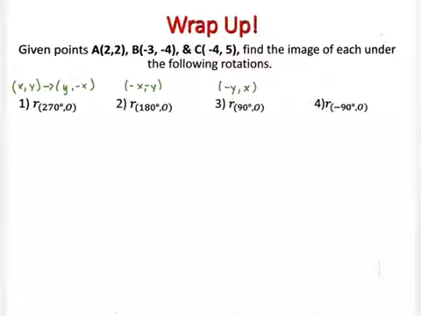And then a negative 90 rotation. Because negative 90 means we're going clockwise, it's the same thing as a rotation of 270 degrees counterclockwise. So they're the same thing. Go ahead and pause the video, see if you can find the coordinates for your image points, and then we'll check our answers when you're done by unpausing the video.